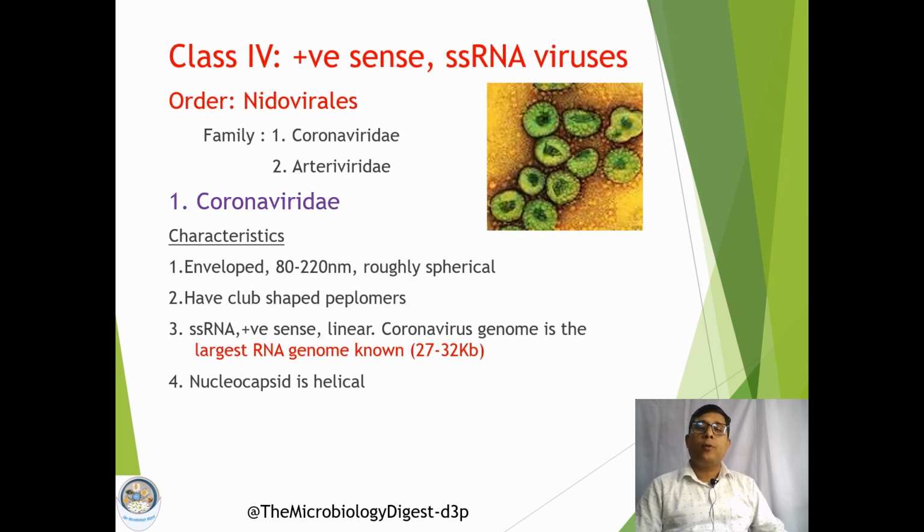Next are the class 4 viruses under Baltimore classification. These are positive sense single-stranded RNA viruses. Under this, there is one order, Nidovirales. The order Nidovirales includes two families. One is Coronaviridae and the second one is Arteriviridae. So first we'll start with the Coronaviridae.